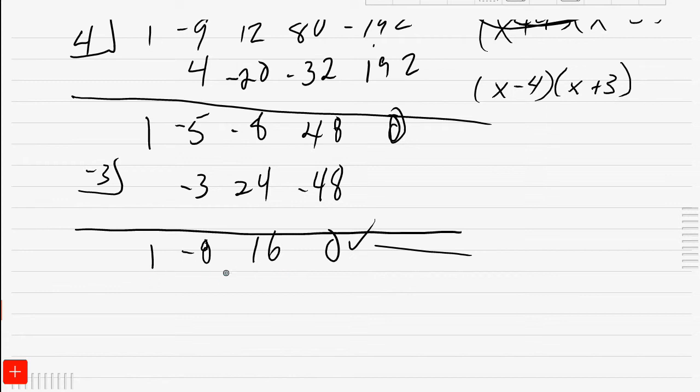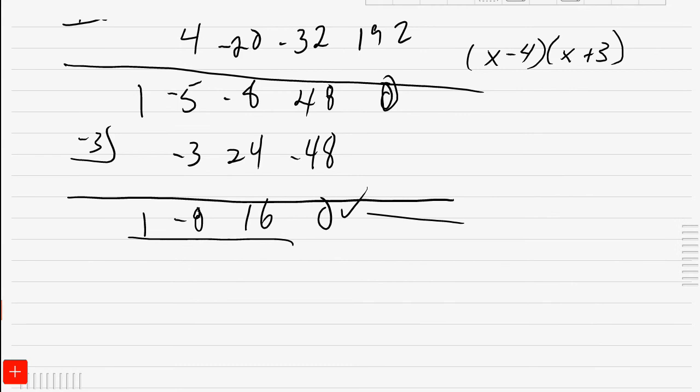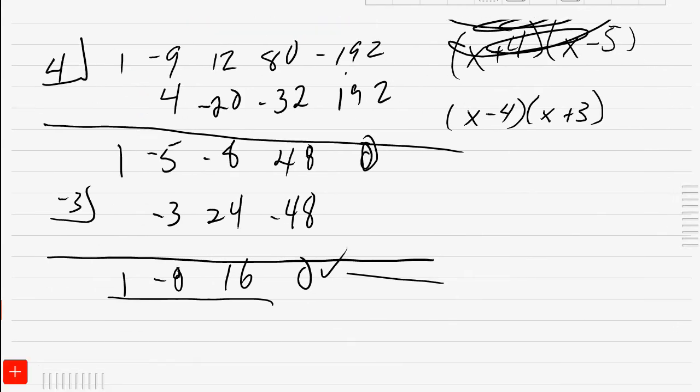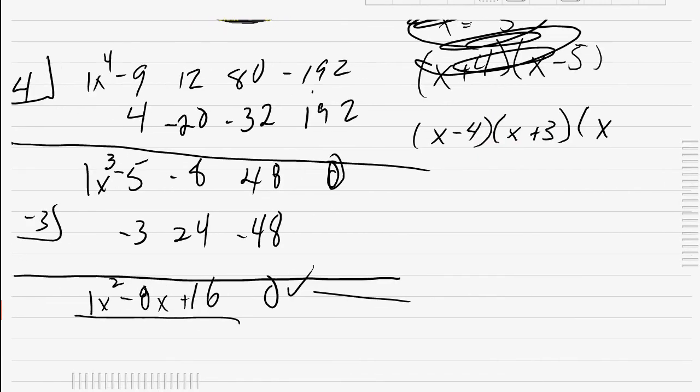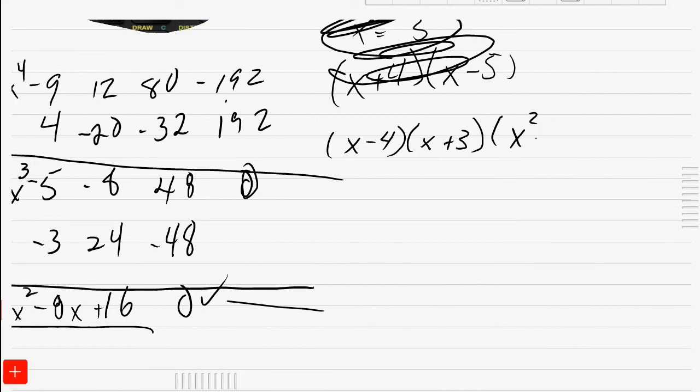Now, we need to factor this part right here. If I started with x to the 4th, then every time I do a synthetic division, it whittles it down. So this winds up being x squared minus 8x plus 16. So really, I know this much. This is the factored form we have so far, and I used my synthetic division to whittle it down to it. But they want this in factored form as well. So let's think about this for a second.